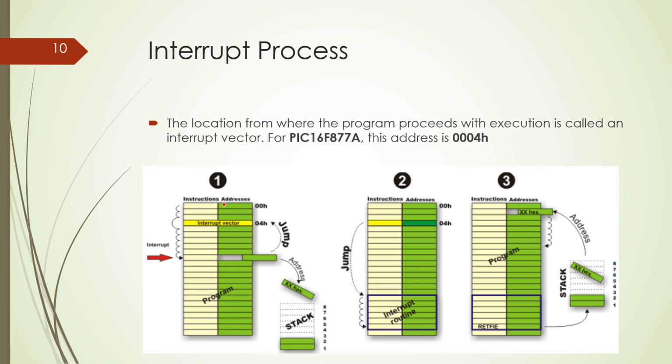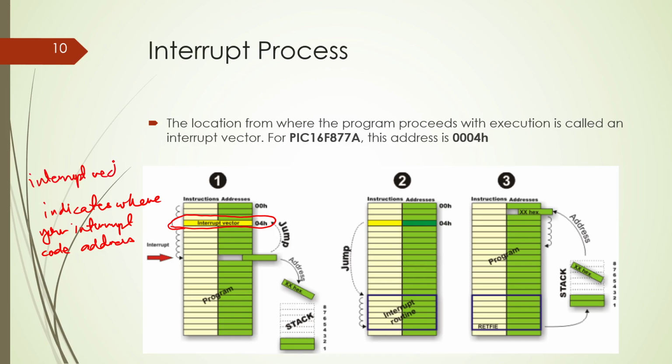Okay, so interrupt vector. In flash memory, we have an interrupt vector. Interrupt vector indicates where your program code is. Meaning when you write program code for an interrupt, it will be saved in an address, and the address is recorded or saved in the interrupt vector. So this is how, in the flash memory, you have a list of program codes saved in the memory.